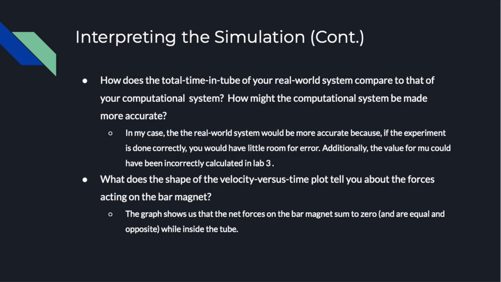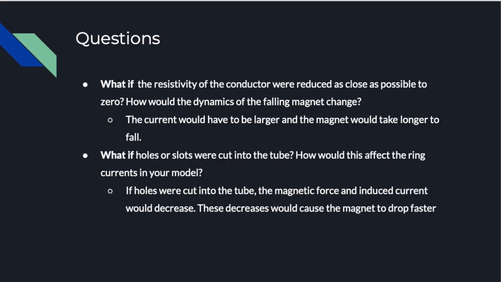On the velocity versus time graph, we can see that the forces acting on the bar magnet will sum to 0 because they are equal and opposite in magnitude. Finally, if the resistivity of the conductor were reduced, the current would increase, causing the magnet to take a longer amount of time to fall. Additionally, if there were holes cut into the tube, the magnetic force and induced current would both decrease, causing the magnet to drop much faster.